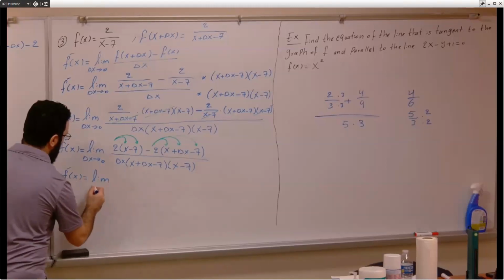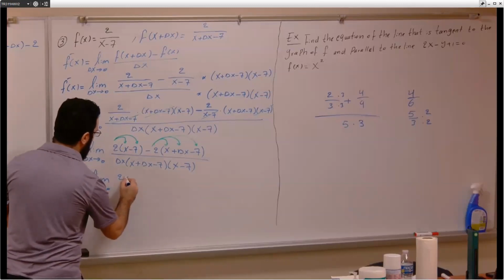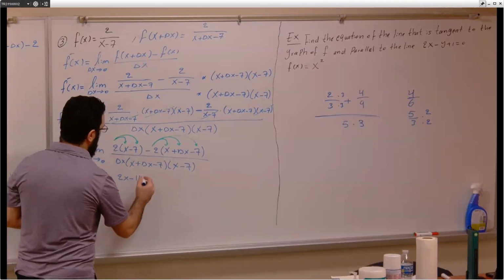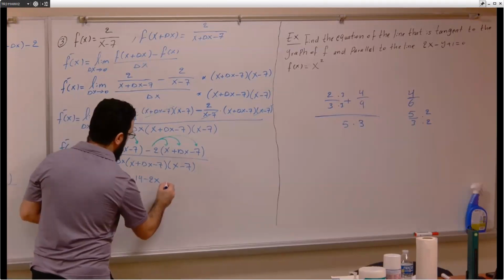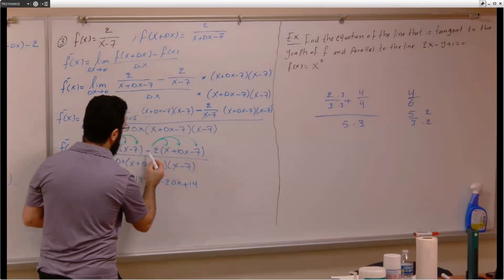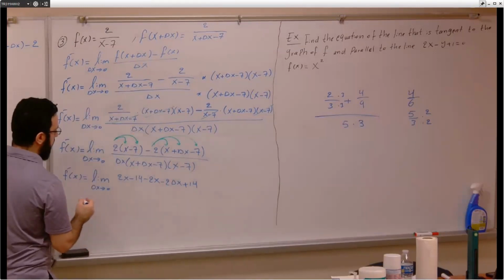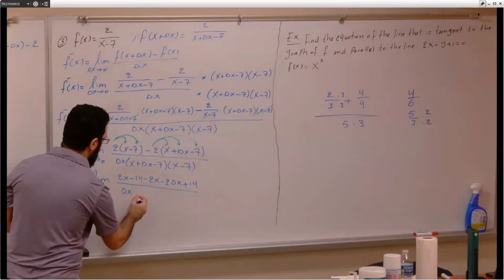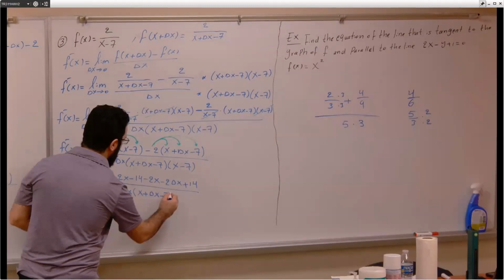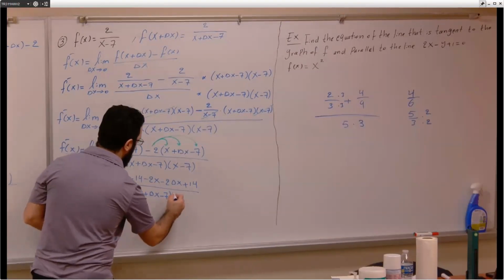the limit when delta x approaches 0 of 2x minus 14 minus 2x minus 2 delta x plus 14, because negative times negative is positive, and everything divided by delta x times (x plus delta x minus 7) times (x minus 7).